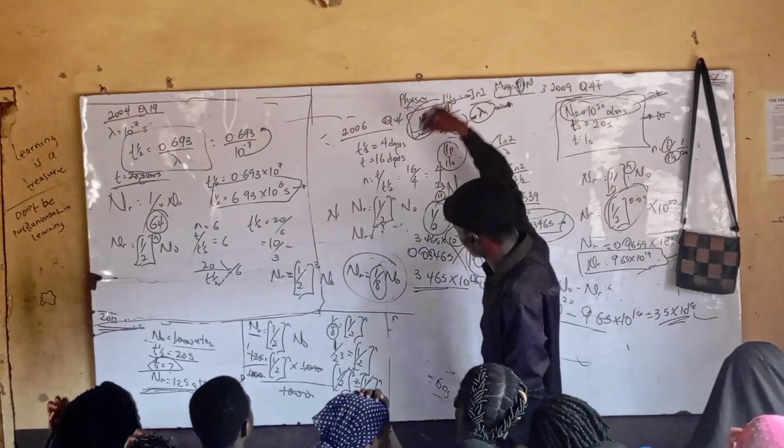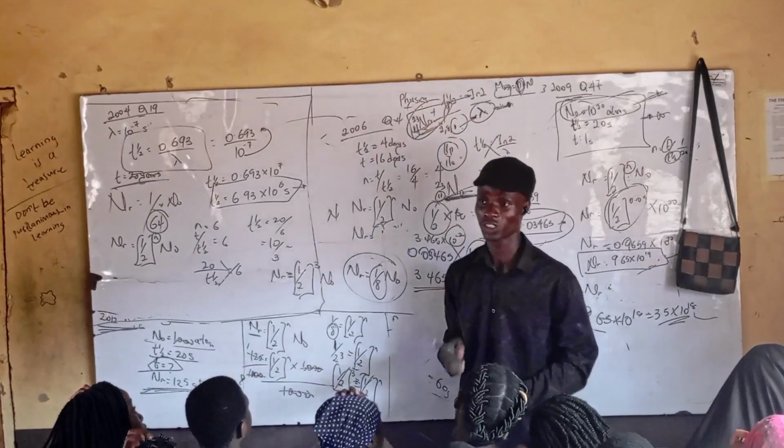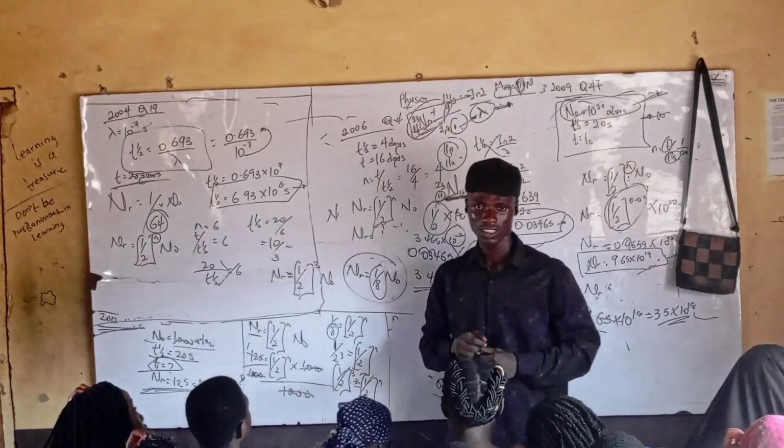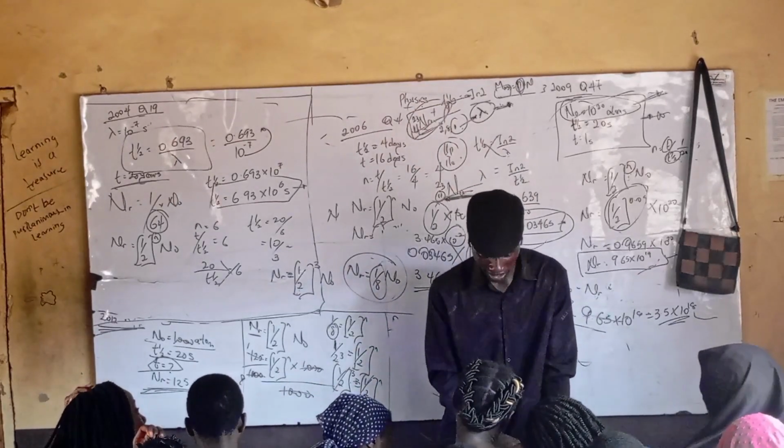For this one too, the mass number is 23 and the atomic number is 11, because the proton did not change and the neutron did not change. So in that question, what did they do?